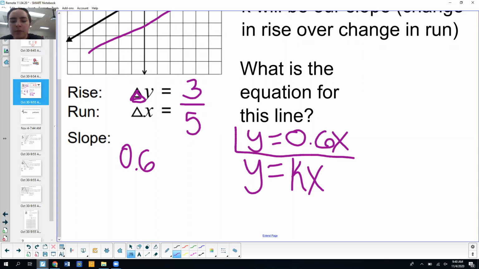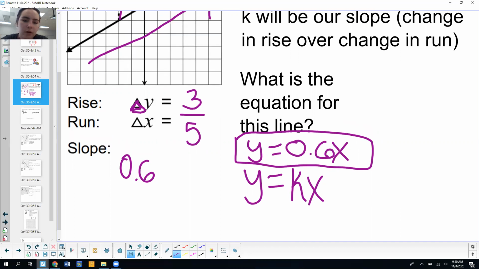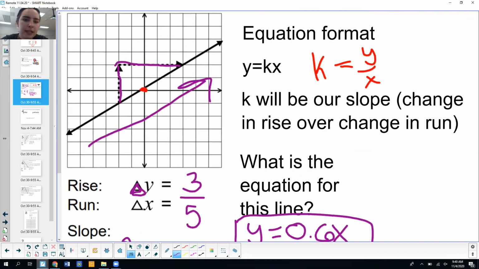0.6x. In this equation, all this means is we could take any x value and plug it in. So we could take 0.6 times any x value and immediately get our y value. Good, Maya.